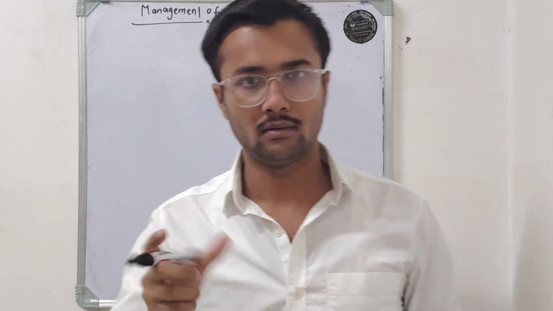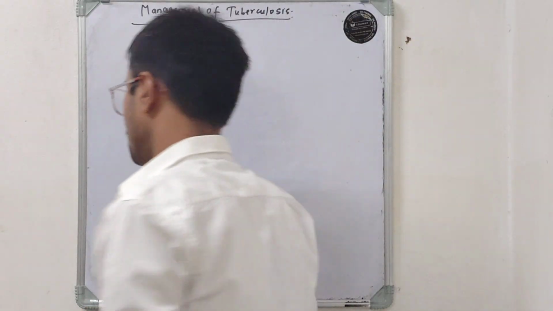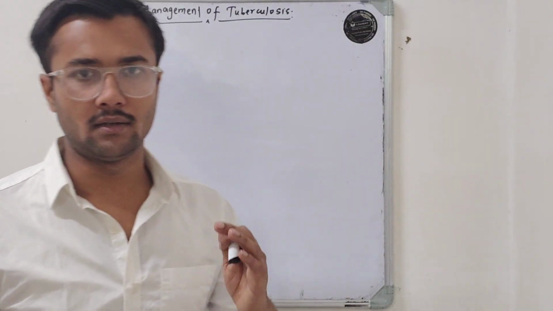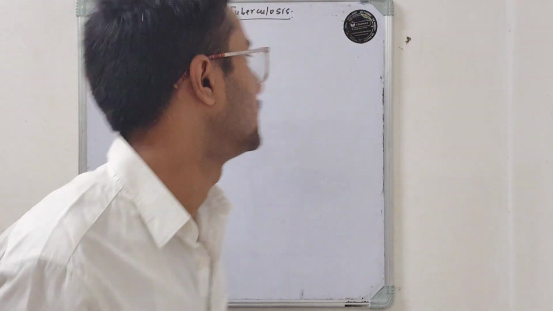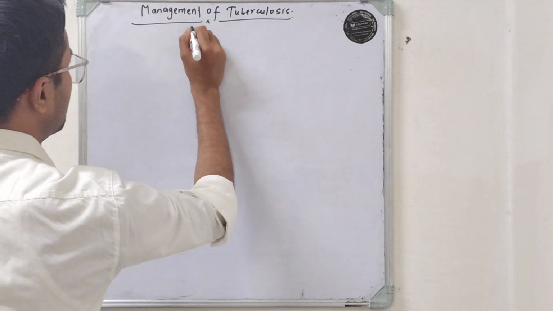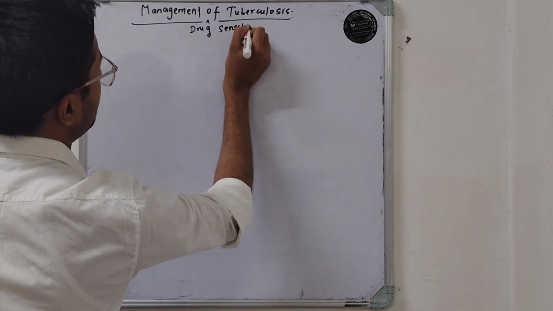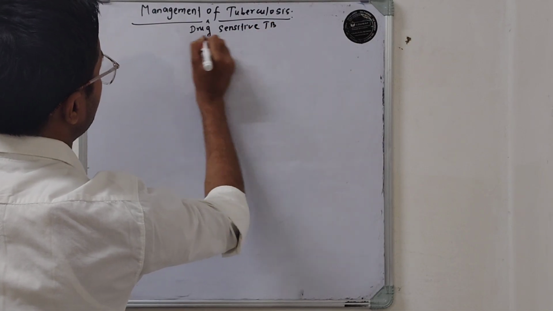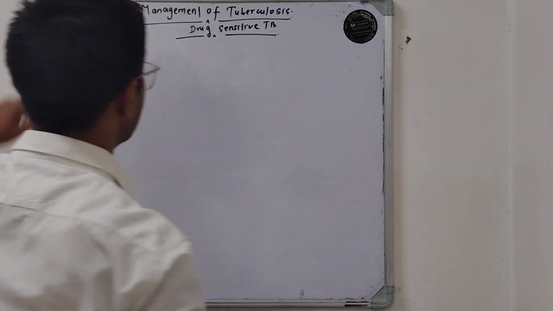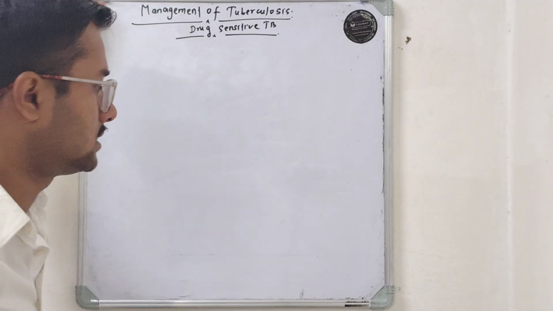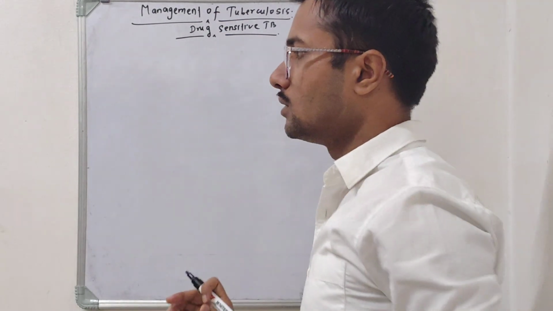susceptible TB. There are two types of TB now. One is drug resistant TB and the other is drug sensitive TB. So we first start the treatment of drug sensitive TB, I mean tuberculosis.